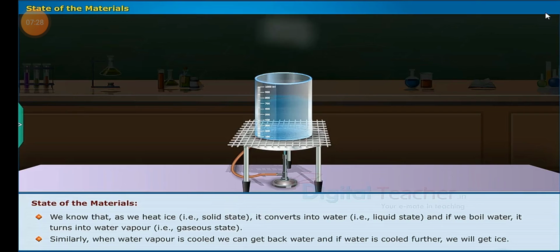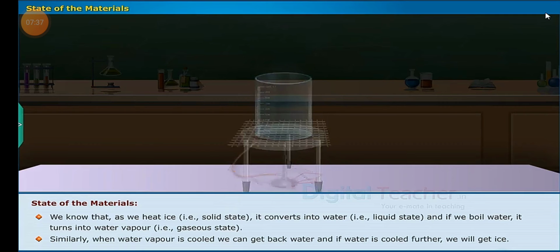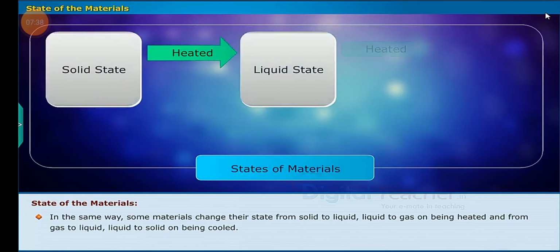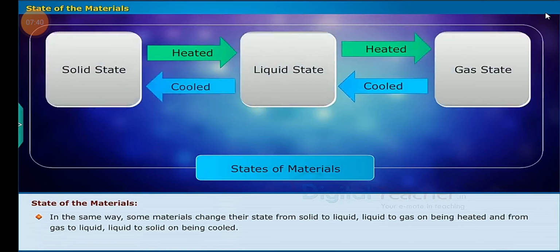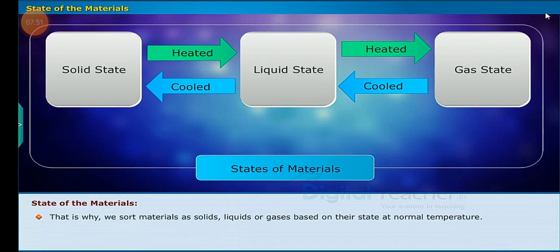Similarly, when water vapor is cooled, we can get back water, and if water is cooled further, we will get ice. In the same way, some materials change their state from solid to liquid, liquid to gas on being heated, and from gas to liquid, liquid to solid on being cooled. That is why we sort materials as solids, liquids, or gases based on their state at normal temperature.